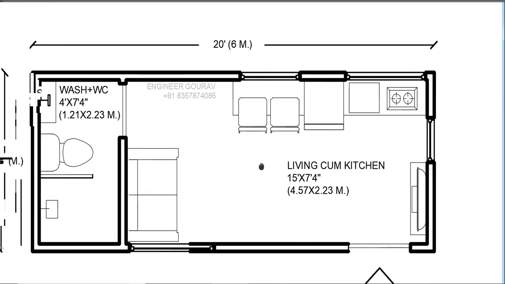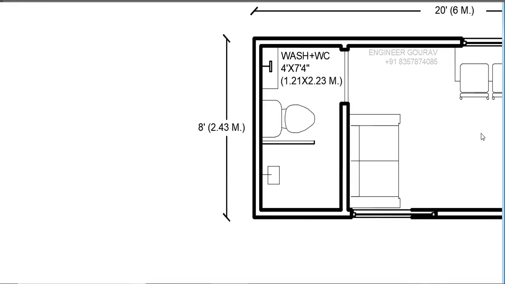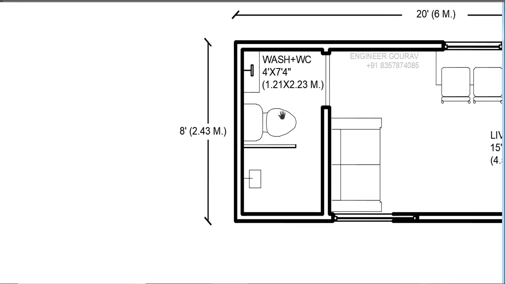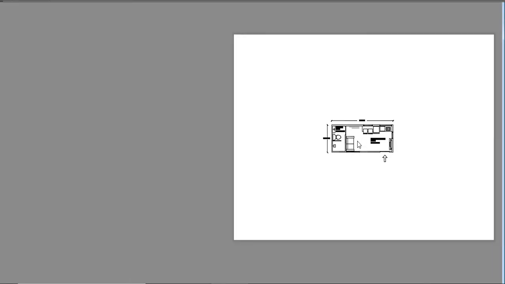After that we'll go on the left side. So we have washroom plus water closet. You can see here the wash basin, water closet and the shower area, and we have a ventilator for ventilation of this washroom. So this is the floor plan of the house you are watching on the screen.